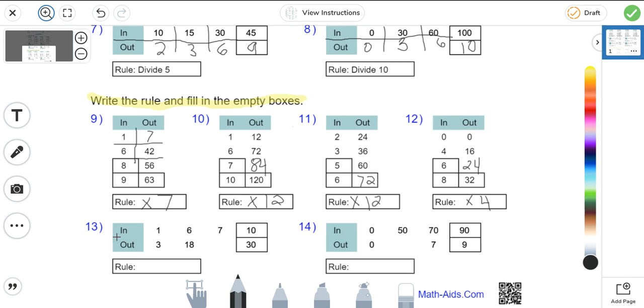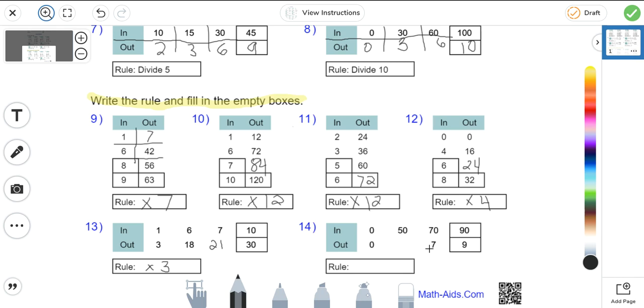All right, let's look at 13. So 1 times something is 3. Well, that's times 3. Anytime they give you a 1 as a factor, find out what they multiplied the 1 by. That's your pattern. We can also check it against the 10 because 10 times 3 is 30. 7 times 3 is 21.